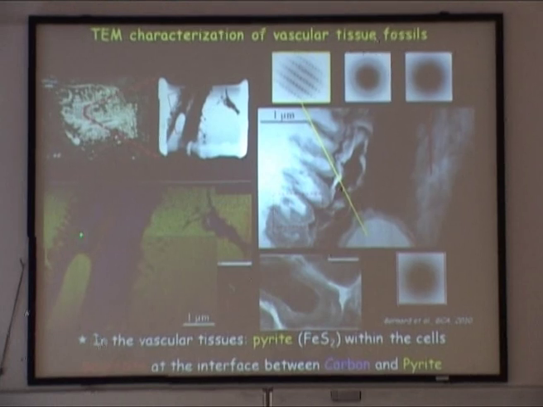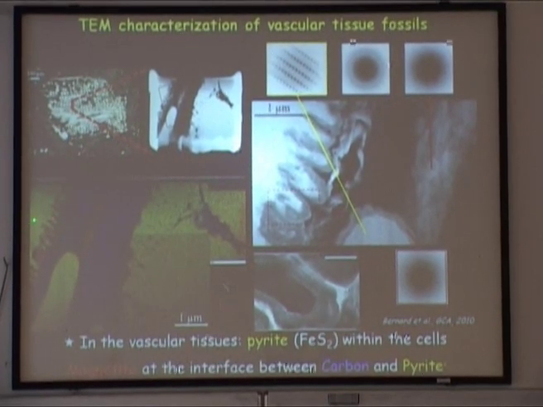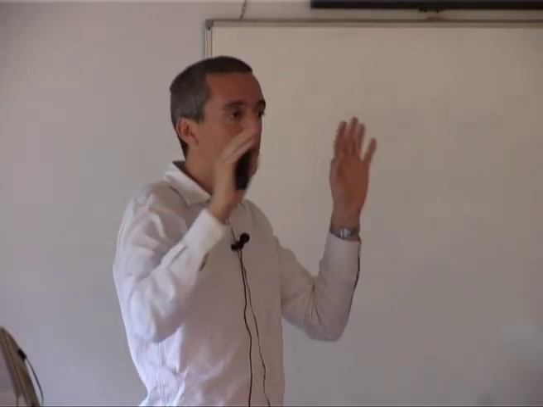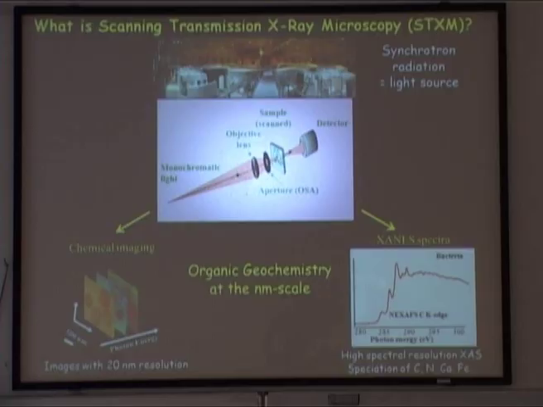And in red, something that we could not see by Raman spectroscopy, at the interface between the carbon and the sulfur, you have iron oxide. So you can do electron diffraction, you can do high-resolution imaging, EDX, and with that, you have a complete, exhaustive description of the minerals that are associated with these fossils. Now, let's use the Scanning Transmission X-ray Microscope.